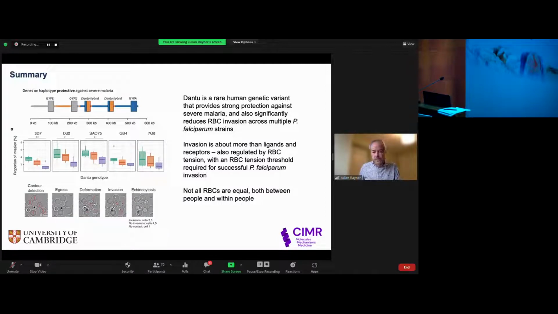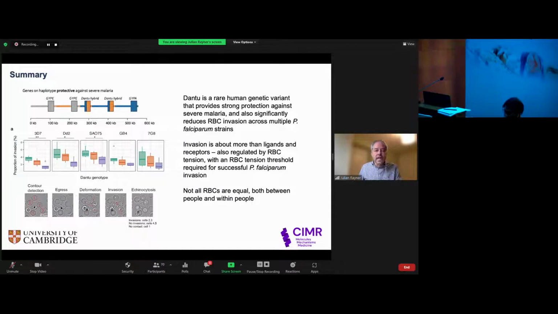And the take-home message is that not all red blood cells are equal, both between people, which the Dan2 variant shows, but also within people. Not all the red cells in a person are necessarily as easy to invade as each other, which I think has important implications for treatment.